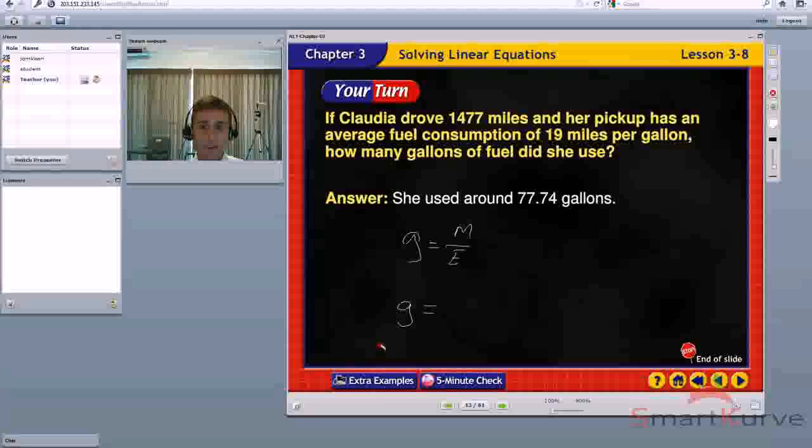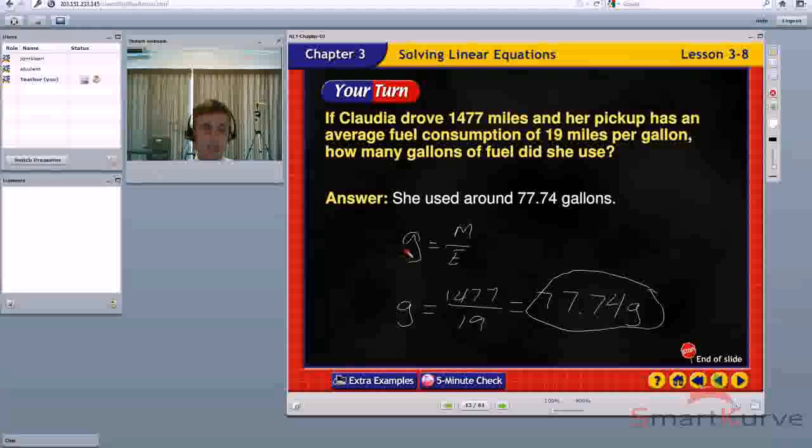G equals, well, we know that her miles was 1,477 and her fuel consumption is 19 miles per gallon. 1,477 divided by 19 equals 77.74 gallons.